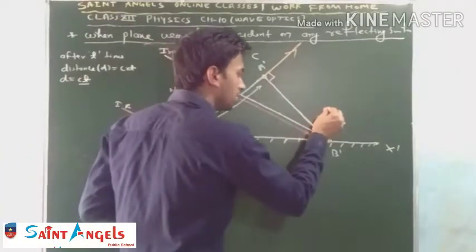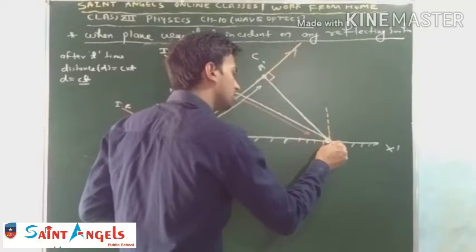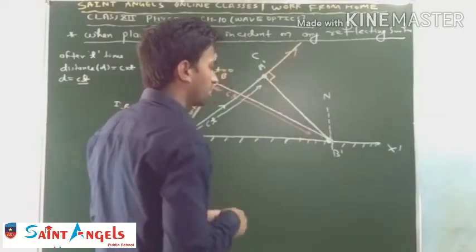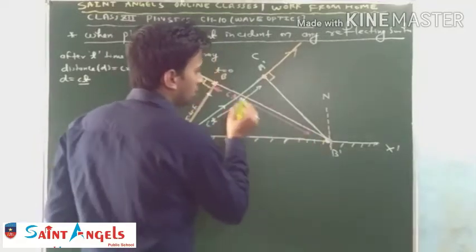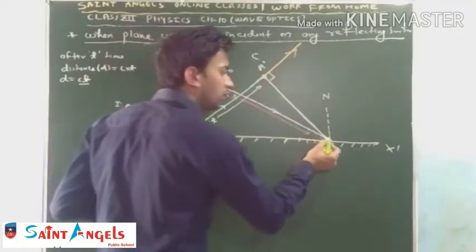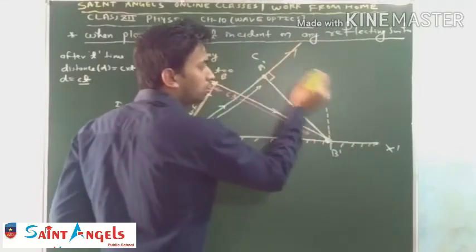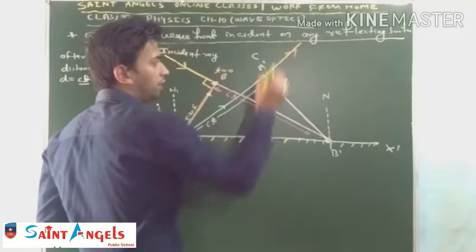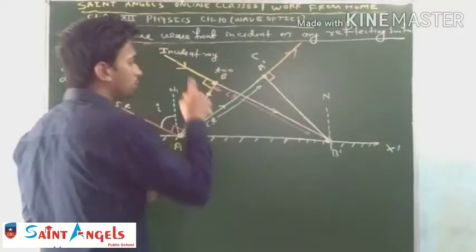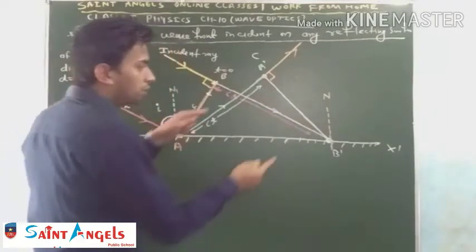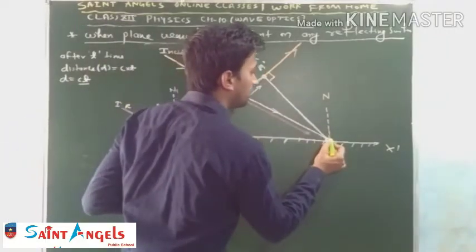Similarly here, if we draw the normal, then it also returns in the same medium, parallel to the first reflected ray, because both are incident at the same angle, that's why both are reflected at the same angle.